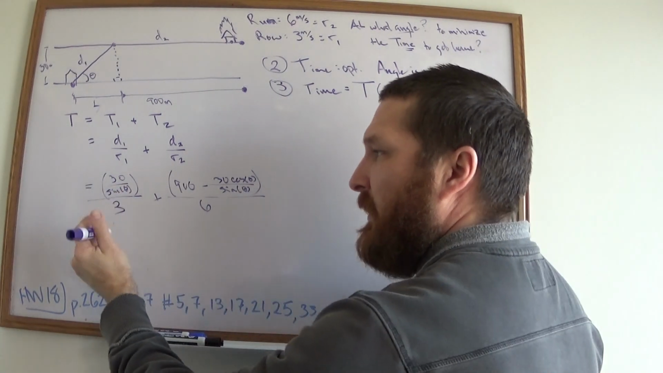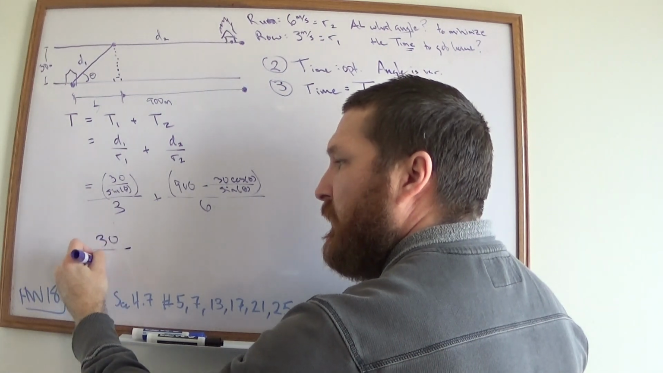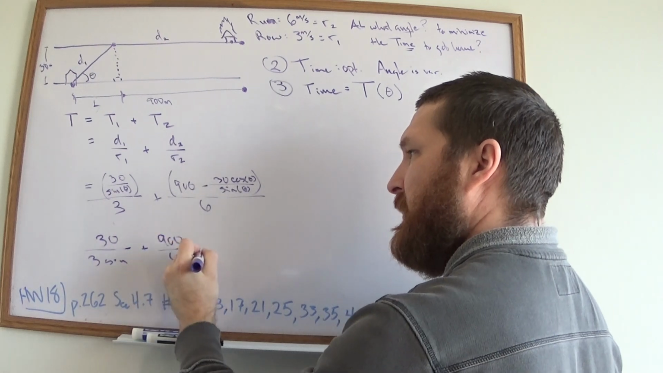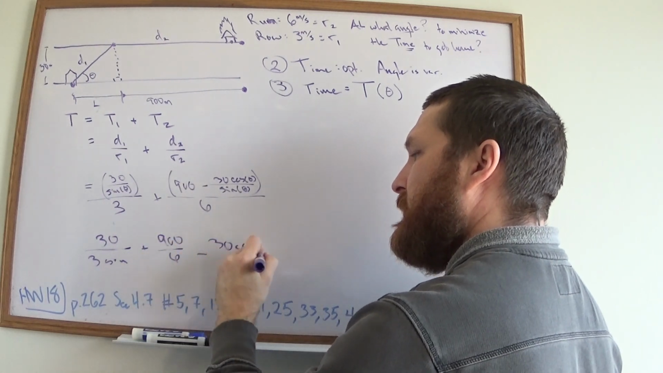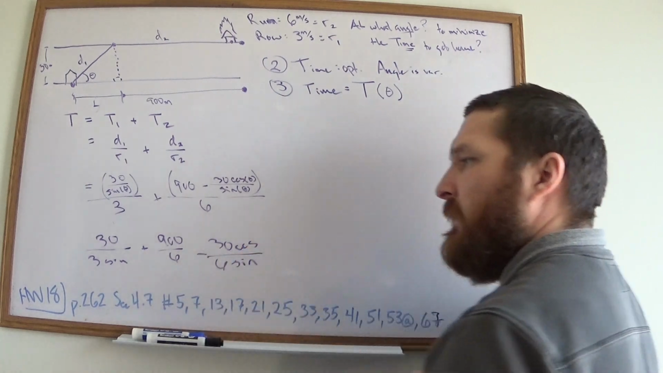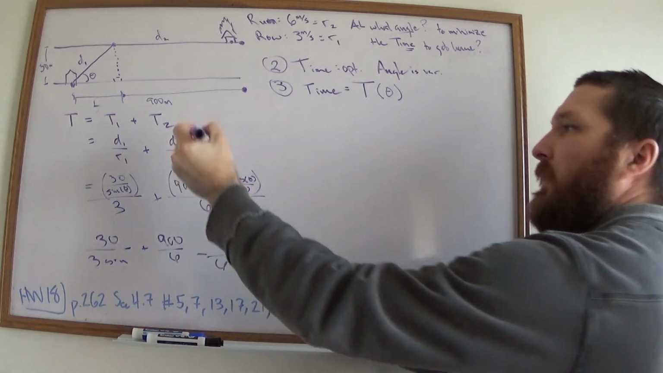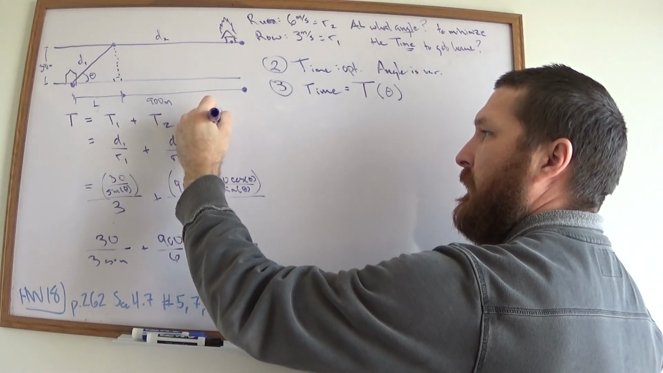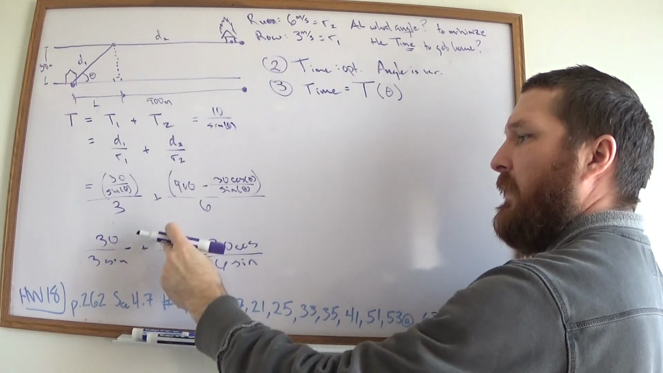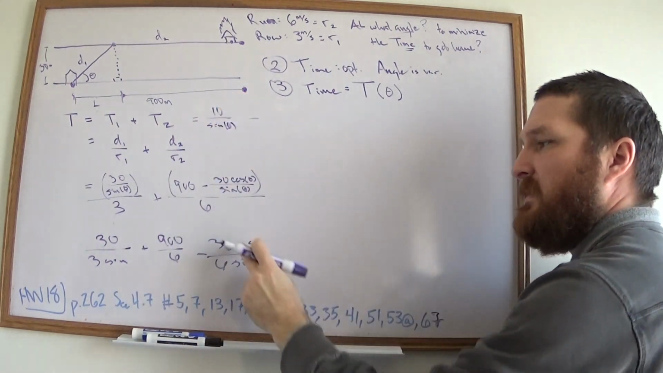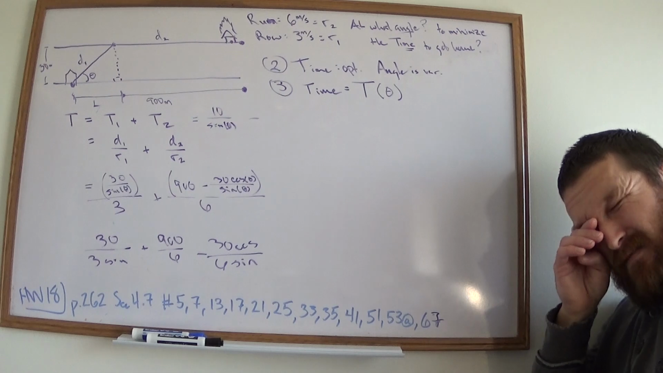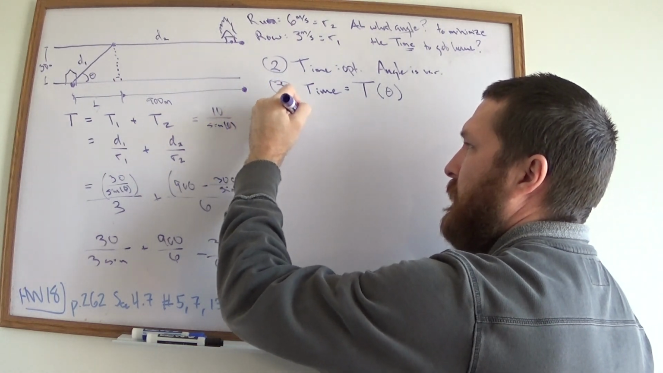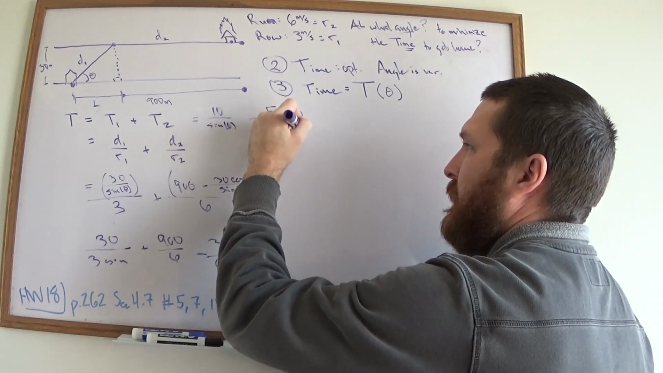I'm going to clean this up and say that's the same thing as 30 over 3 sine plus 900 over 6 minus 30 cosine over 6 sine. Which I could clean up a little bit more and write that as, how about 10 over sine, minus, let's see, the 30 over 6, is that 5? 5 on top? Yeah, 5 cosine theta over sine theta.